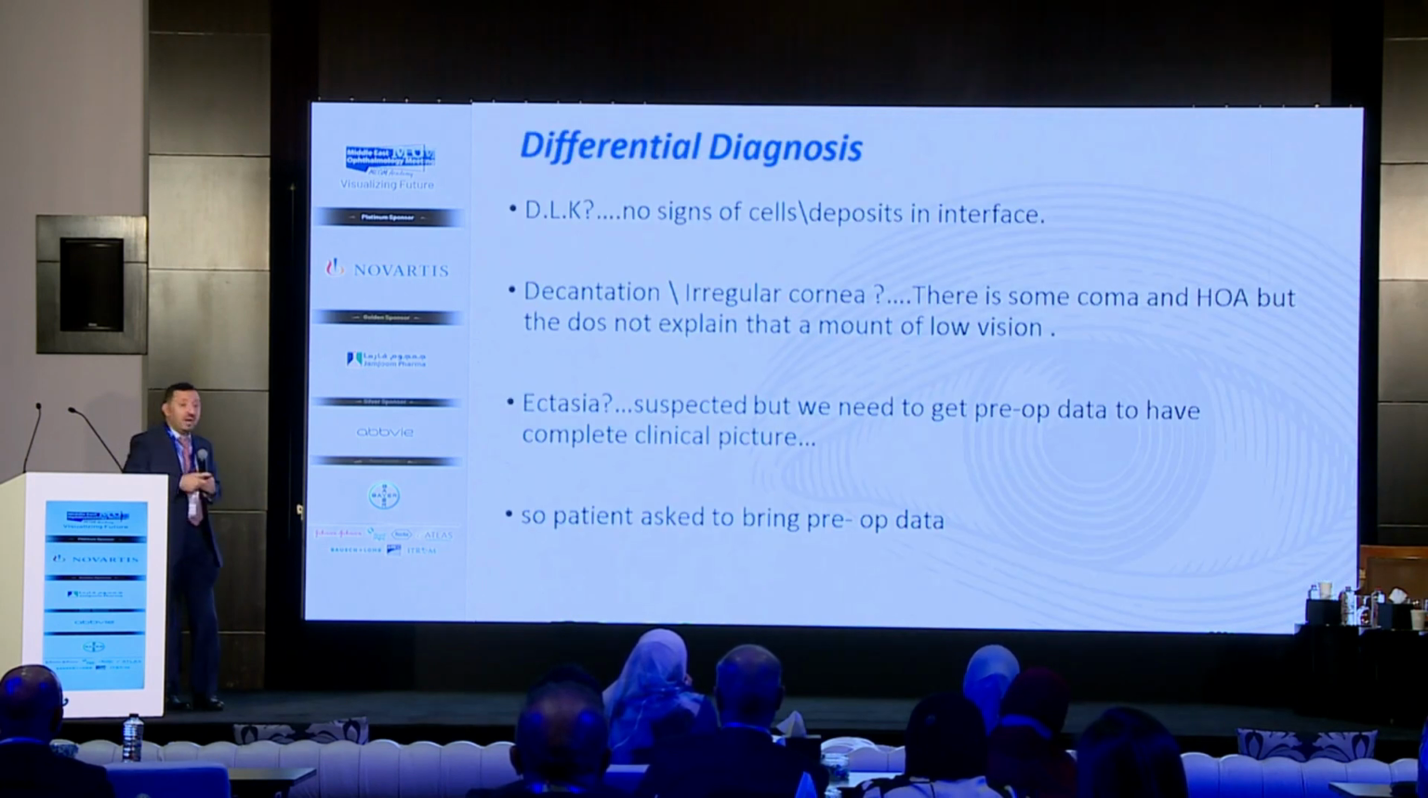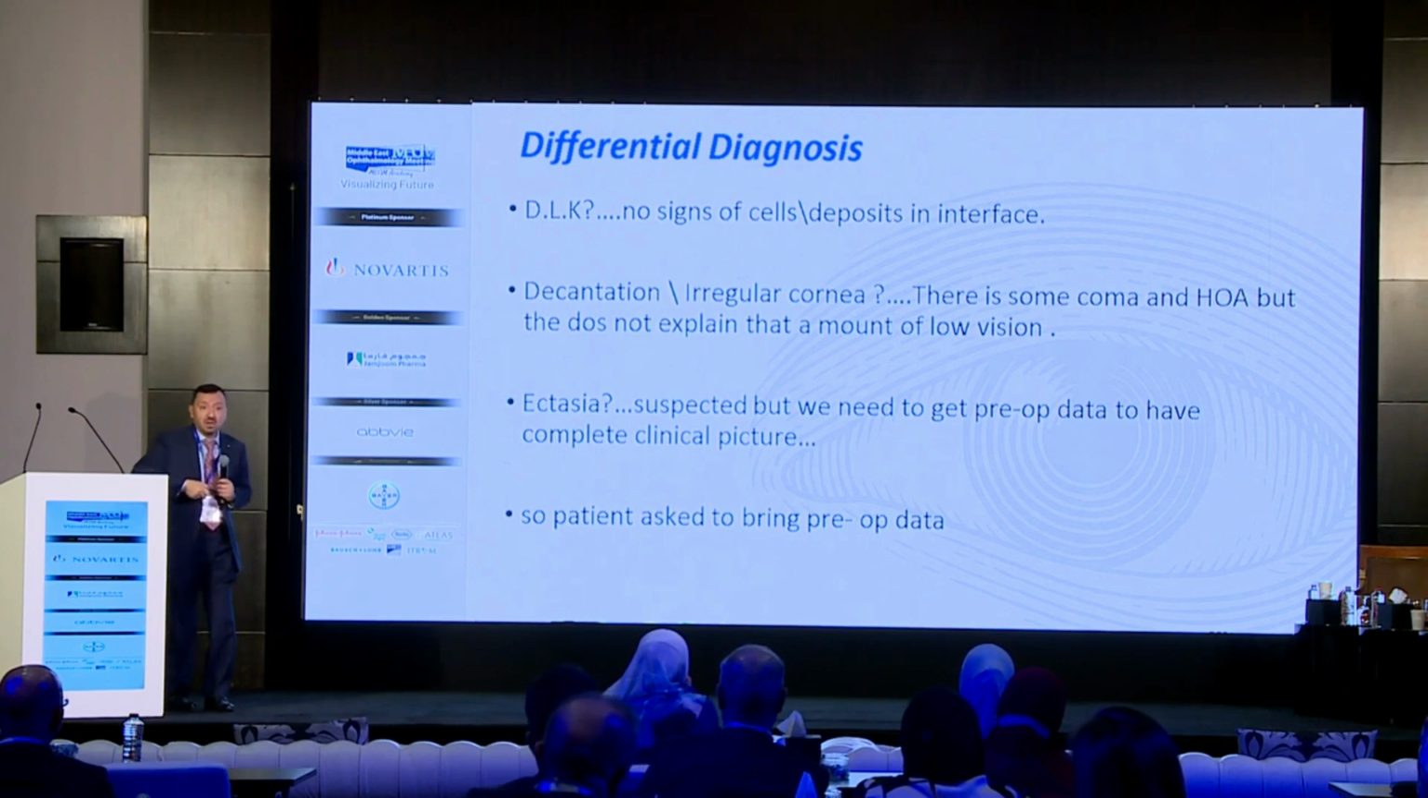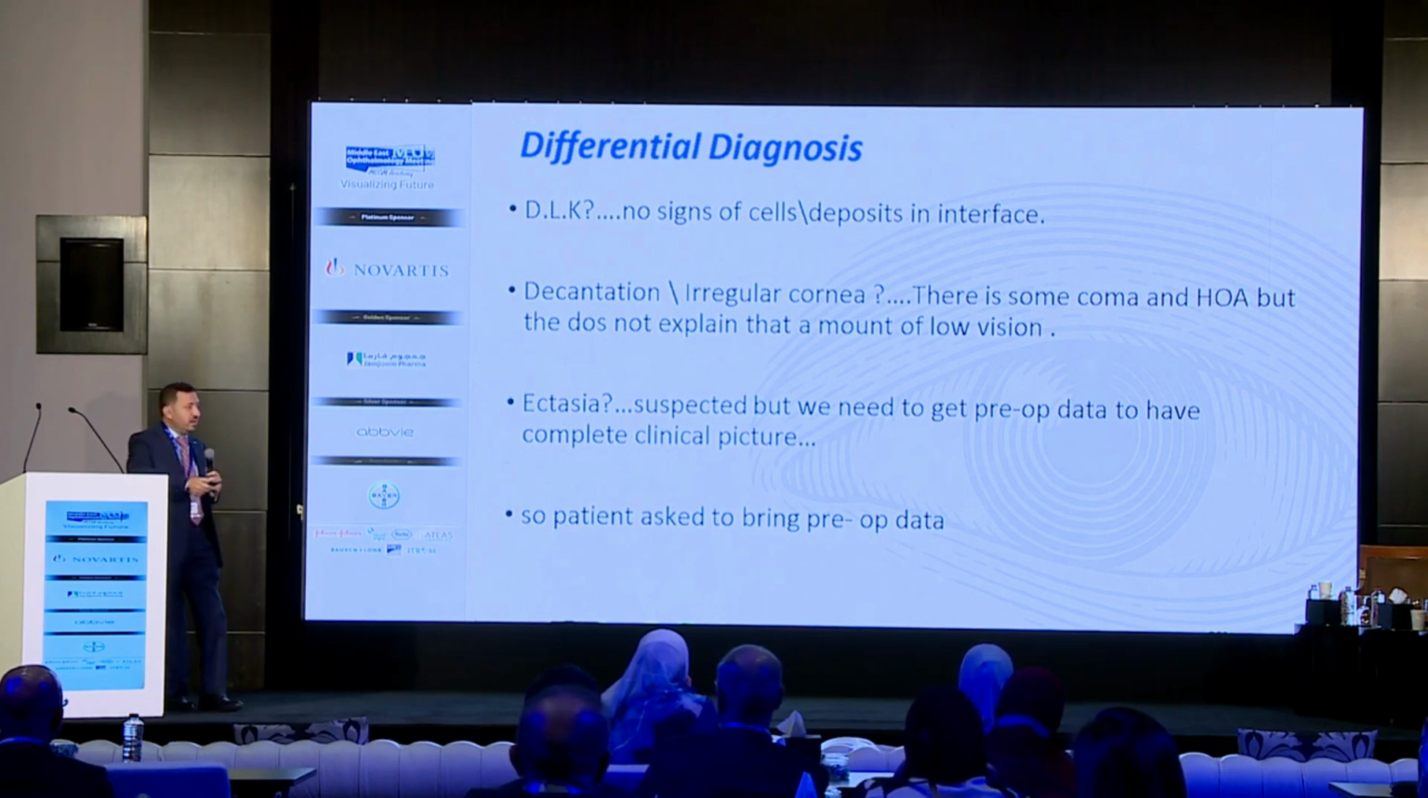So the discussion: why is the patient not seeing? Why is the vision not as good as it should be? Is it a DLK? Obviously there are no signs of cells or deposits or sands of Sahara, so for sure it is not a DLK. Is it a decentration or irregular cornea? There is some coma and higher order aberration, but it does not explain this amount of low vision. Is it ectasia? Well, it is still always in the back of our minds in any laser vision correction.